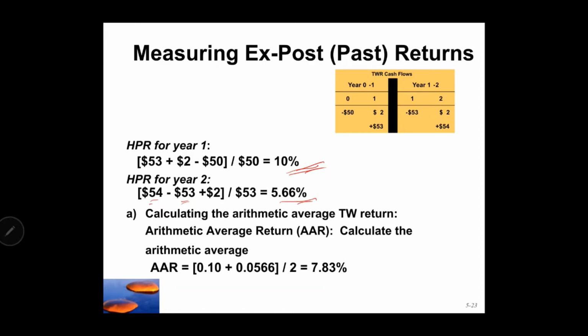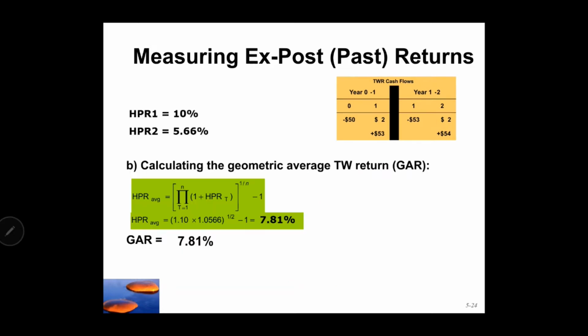Then you can use these two periods to calculate the arithmetic average or geometric average. So to calculate the arithmetic average, we simply take the HPRs for the two different years, and since we have two time periods, we divide by 2 to get 7.83% as my return for this 2 years time period. Okay, or you can use the geometric average returns also, using the product of this to the power of 1 by 2 minus 1, which will give me HPR 7.81%.